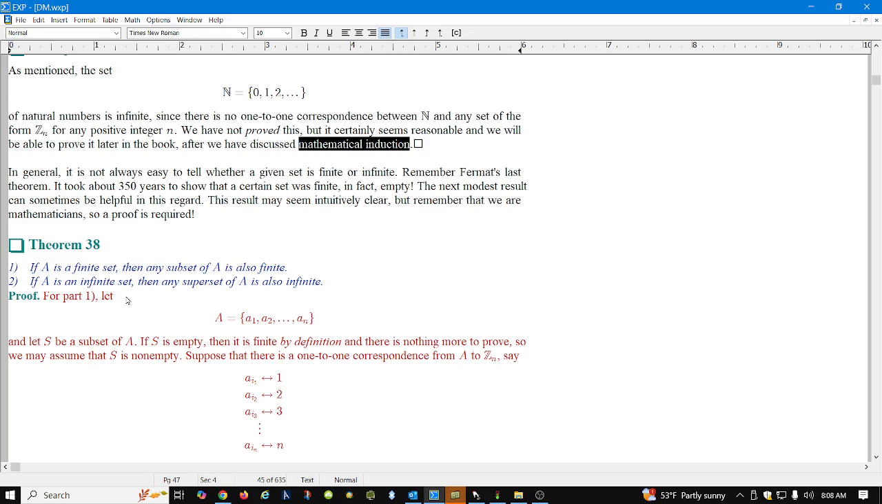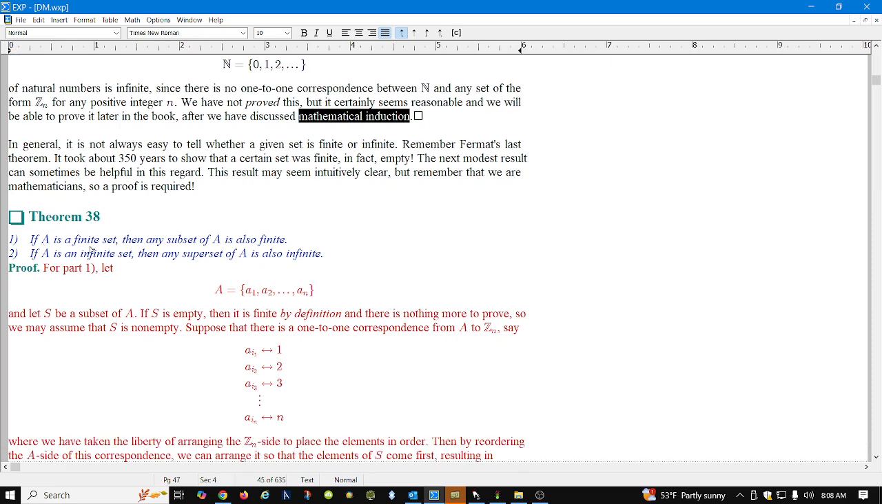So that brings us to a result here that's fairly modest, but actually a lot more useful than it might appear. If A is a finite set, then any subset of A is also finite. That's something you would expect, and it feels intuitively accurate. But, as always, we need a proof. If A is an infinite set, then any superset of A is also infinite. That follows from part 1 in just a line or two. So let's address part 1.